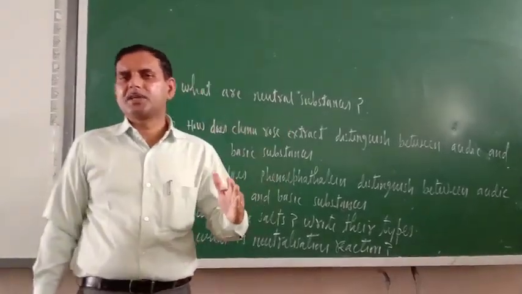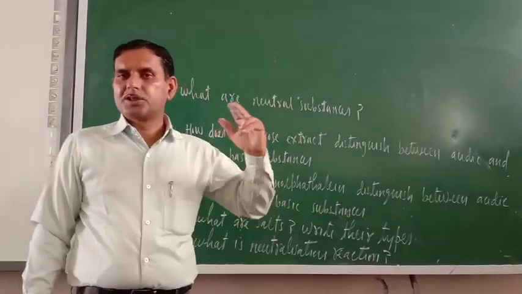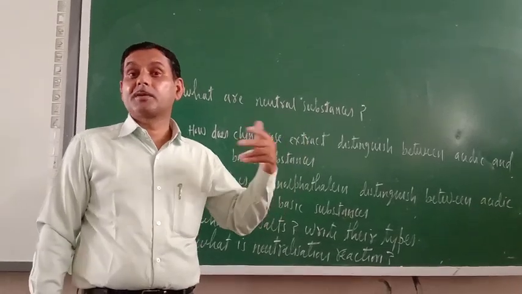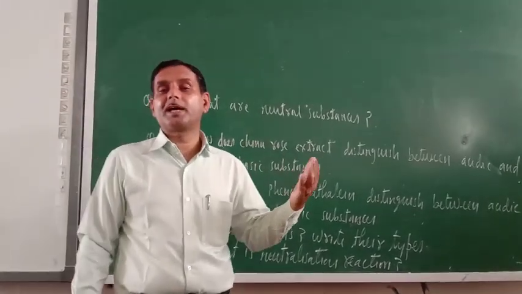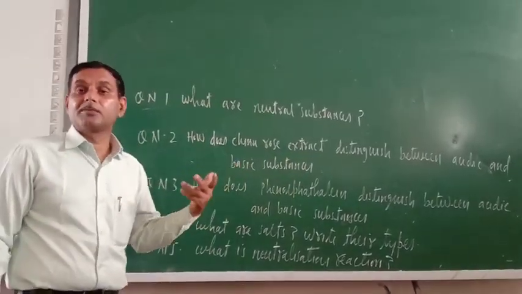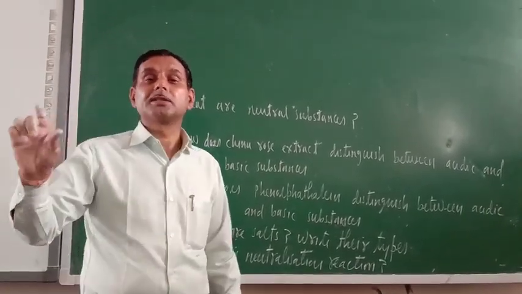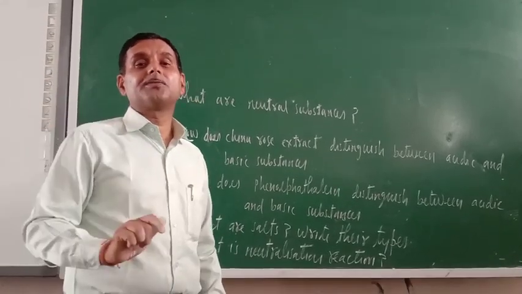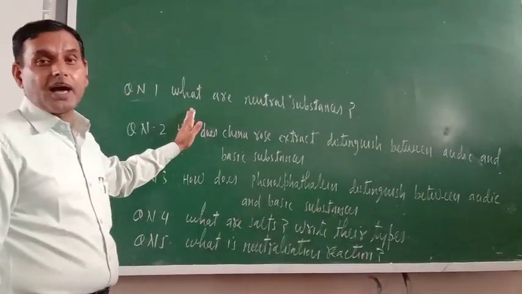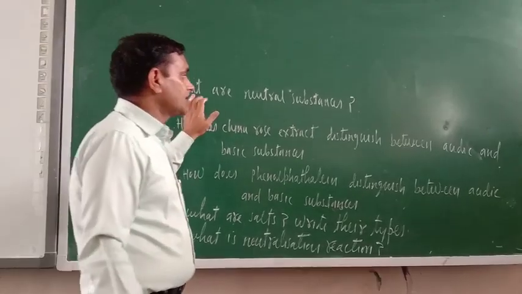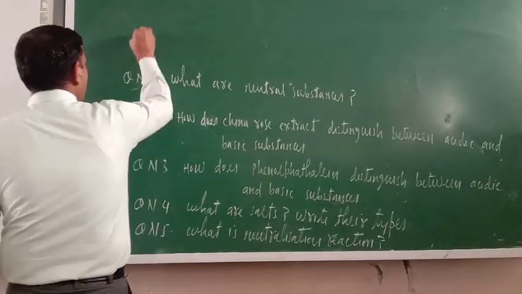I have started with the turmeric indicator. Then I have covered the China rose petals extract. Then I have completed synthetic indicators, phenolphthalein and methyl orange, and their behavior toward the acidic and basic substances. Then I have covered neutralization reaction and salt. Once again I am telling you, salt is the compound which is formed by the reaction between an acid and a base. And afterwards I have completed the types of salts. Now this is the time to check your learning outcome.